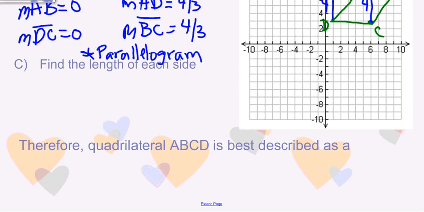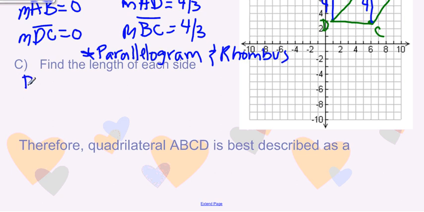But that means, again, it could also be a rectangle, rhombus, or square. But looking at the picture, probably not the rectangle or rhombus, but we're going to check that. We're going to find the length now of each side. So I'm thinking it's going to be a parallelogram or a rhombus.